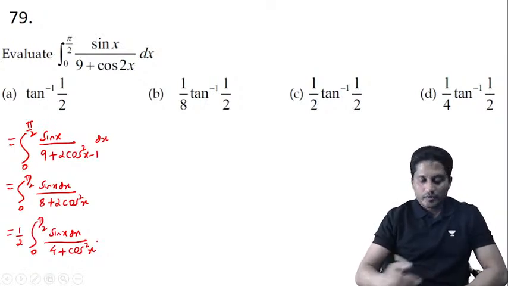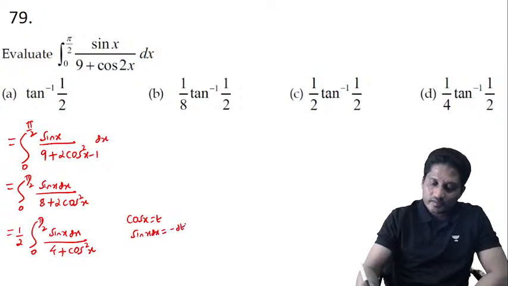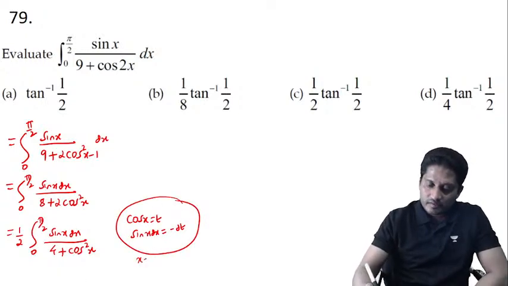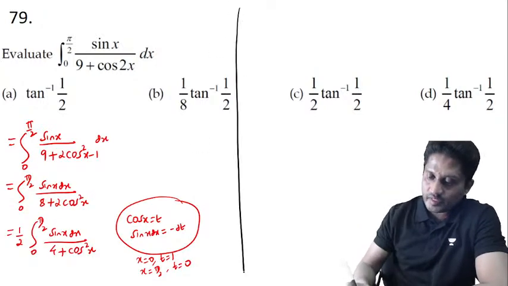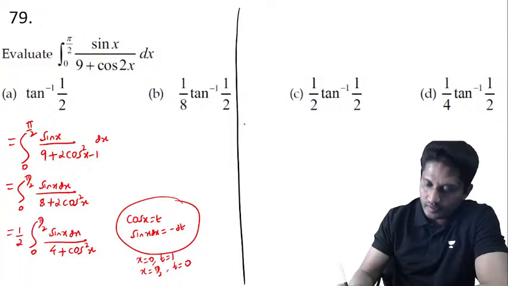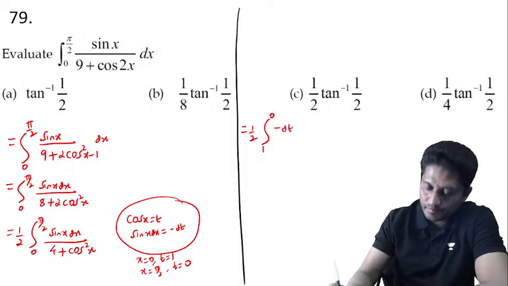Okay, now I'm going to put cos x is equal to t. Differentiate, you get sin x dx is equal to minus dt. Even the limit will change. When x is 0, t is 1. When x is pi by 2, t is equal to 0. Okay, so this new limit becomes half of, when x is 0, t is 1; when x is pi by 2, t is 0. Sin x dx is minus dt divided by 2 square plus t square.